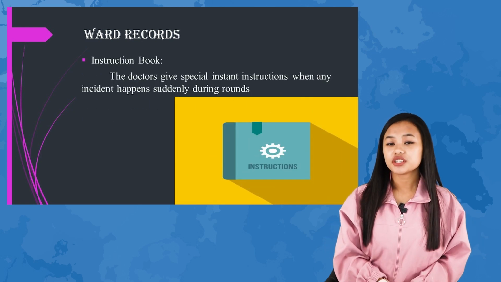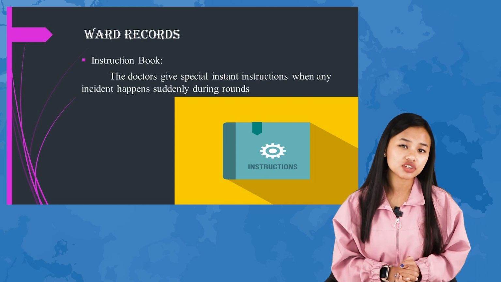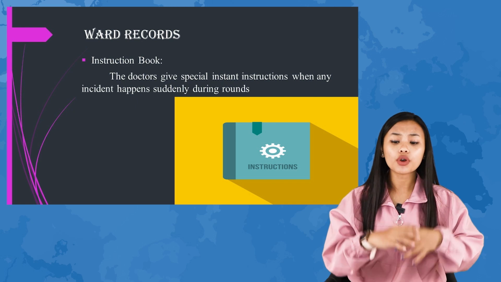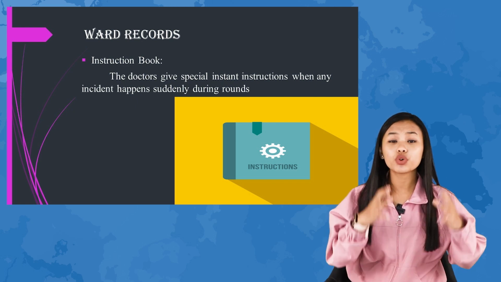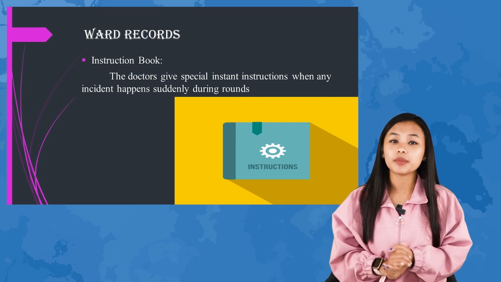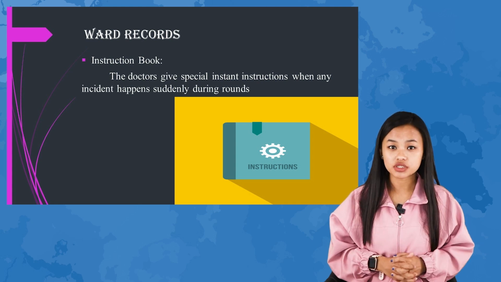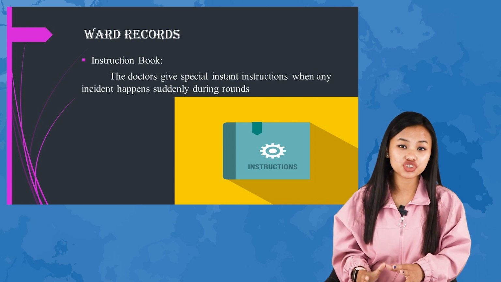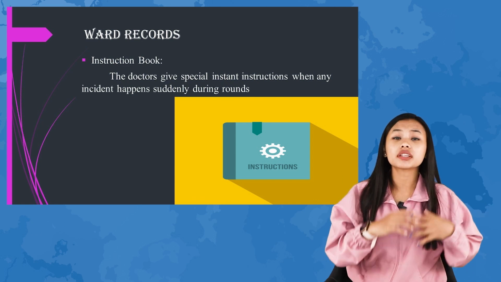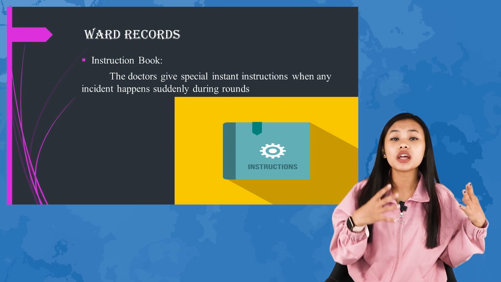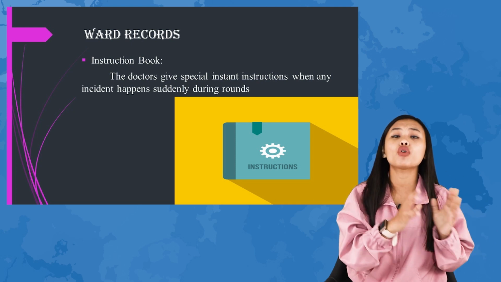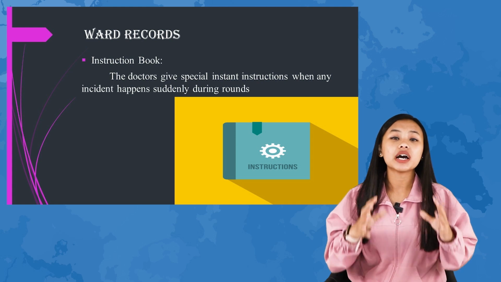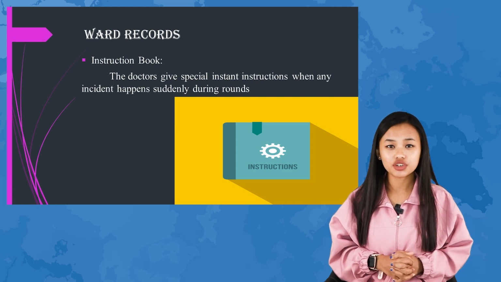And then the next one is the instruction book. So this instruction book is nothing but a book which will be maintained in order to note down any instant instruction which has been provided by the physician during the rounds. So here, in case any instructions have been provided by the physician during their rounds, in case any instruction has been provided by the physician while he or she has been examining the client, then all of these must be recorded in the instruction book.